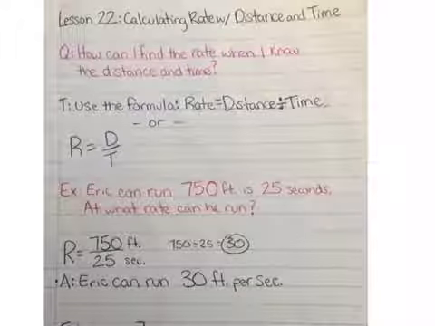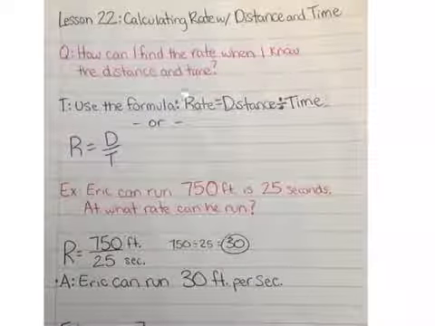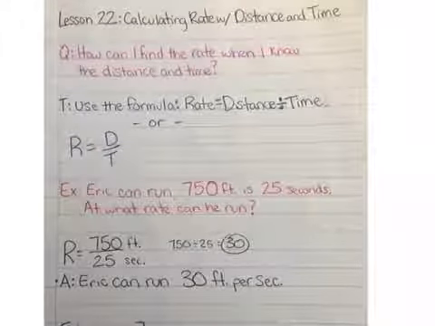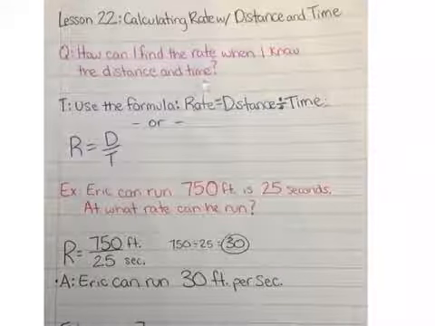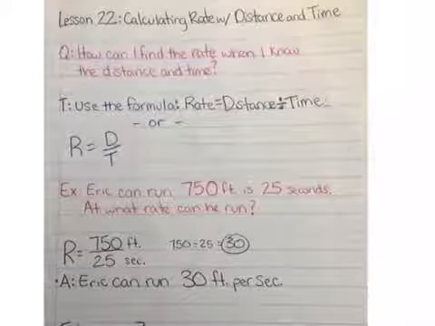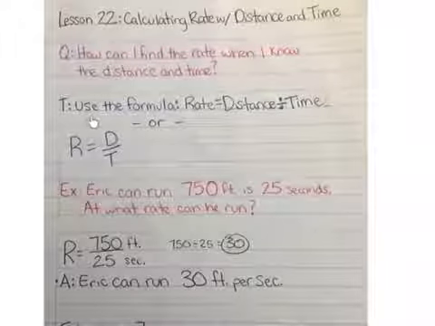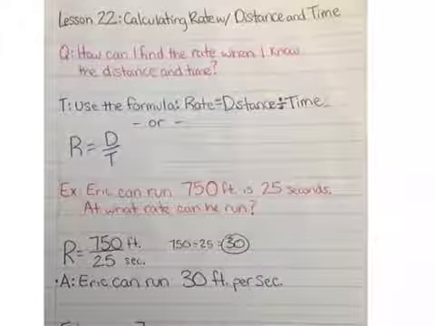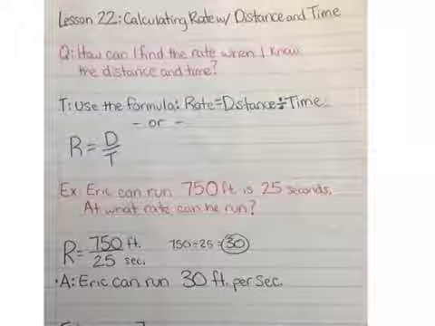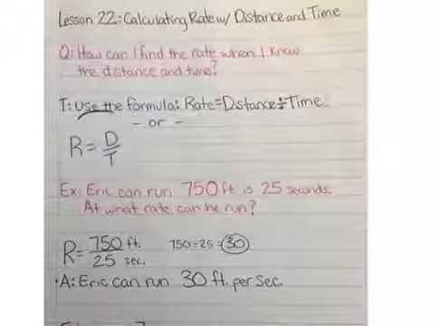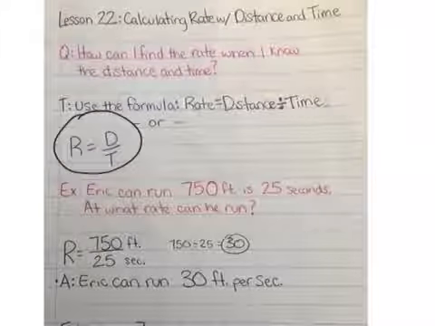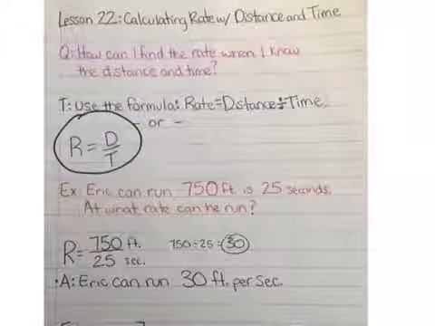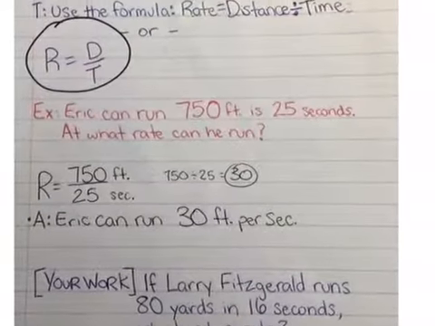But first, let's take a look. Our question is, how can I find the rate when I know the distance and the time? I want to know how fast something goes, which is the rate, if I know how far it went and the time it took to go there. So, we perform this task. All you have to do is use the formula rate equals distance divided by time. And that's kind of hard to piece together using words, so this here is what we have as our simple formula, where the R equals rate, the D equals distance, and the T equals time. It's pretty simple.